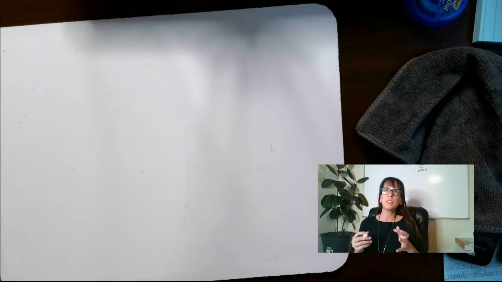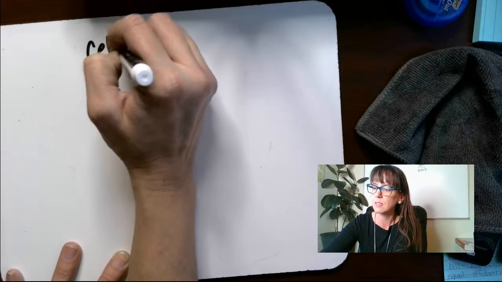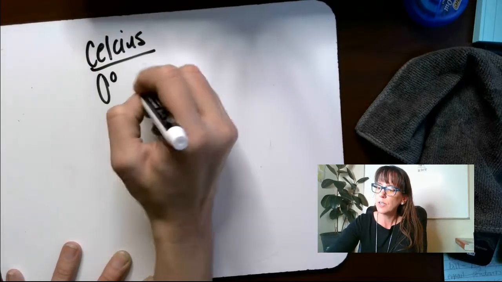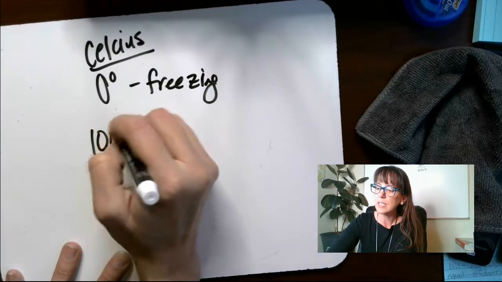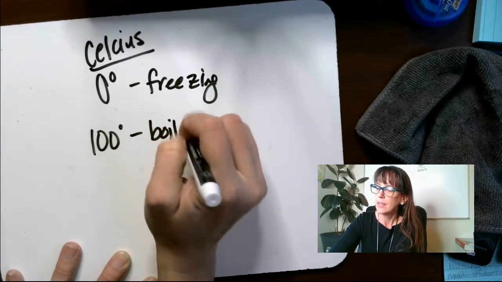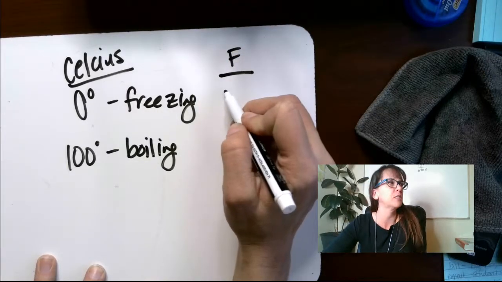There is a formula to do it, but it's a big pain in the butt. So what I would say is, remember that 0 degrees on the Celsius scale is freezing, and 100 degrees is boiling, okay? On the Fahrenheit scale, Des, what is freezing on the Fahrenheit scale, do you know?